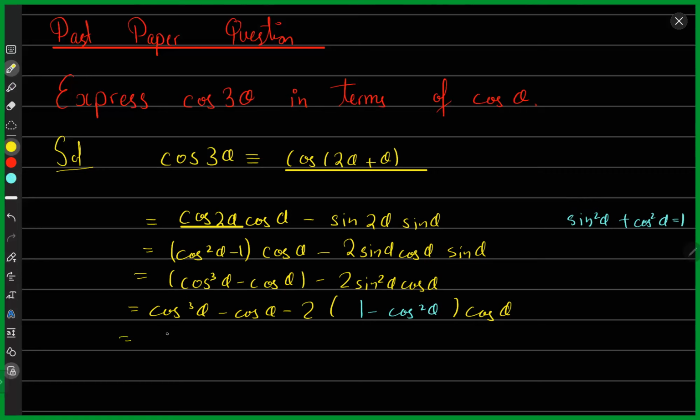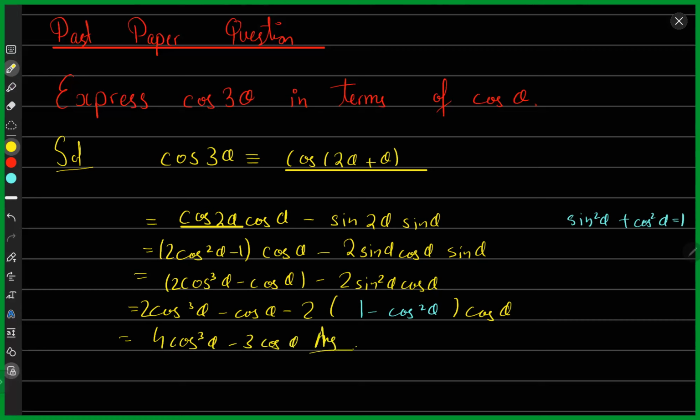So this would give me this was 2 here, and this would be 2, this would be 2, and one second only. So finally I would get 4 cos cube theta minus 3 cos theta. This is going to be the answer.